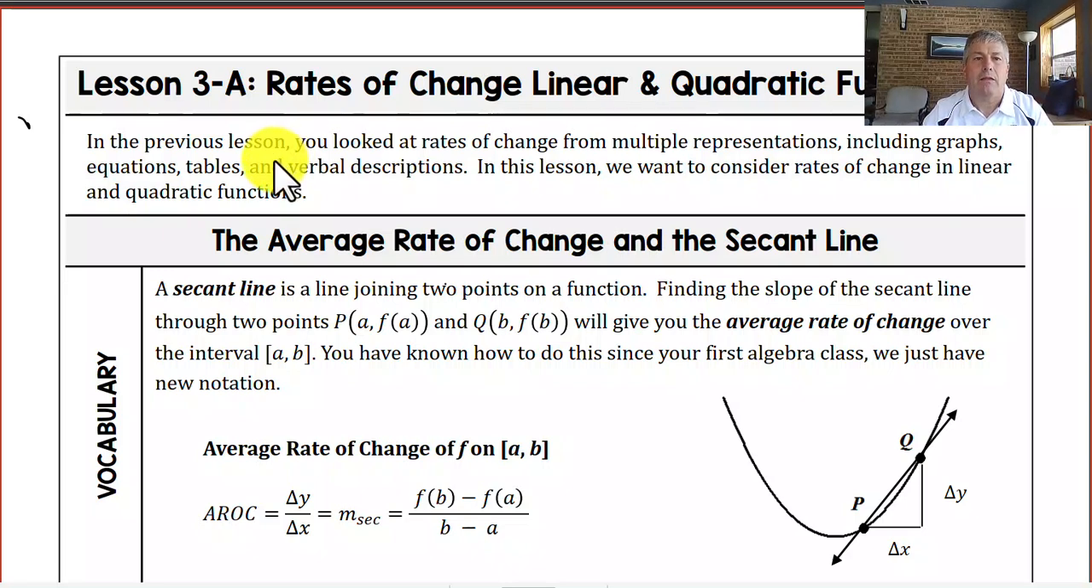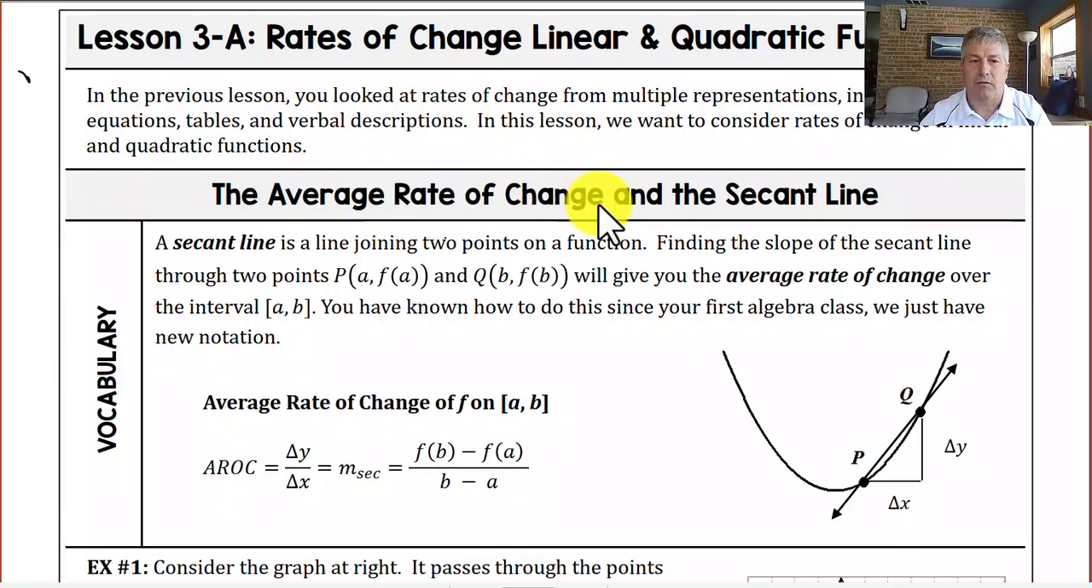Welcome back. The objectives of this video are to study average rate of change and the secant line, and then average rate of change and concavity. So in the previous video, we looked at the average rate of change and talked about how it's really trying to figure out the rate of change along a curve. And we found different representations with graphs and tables and things.